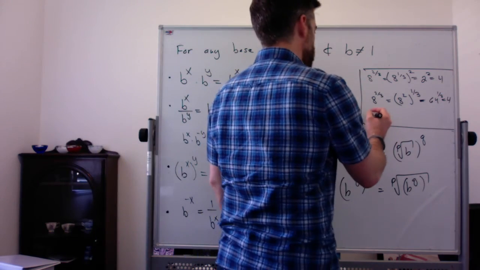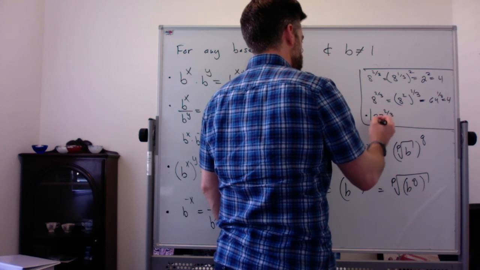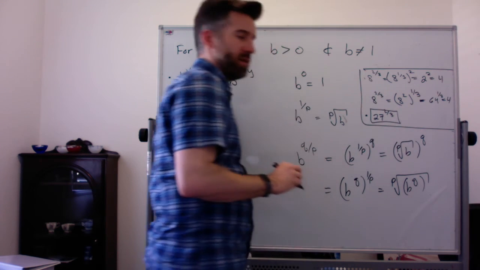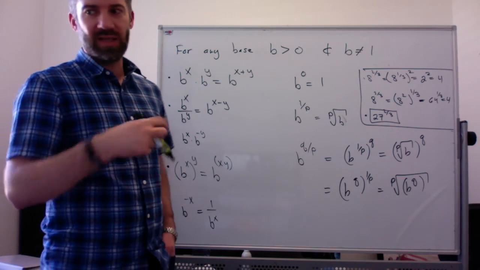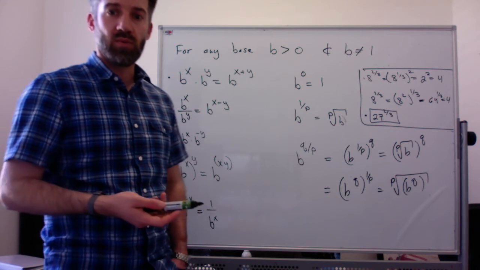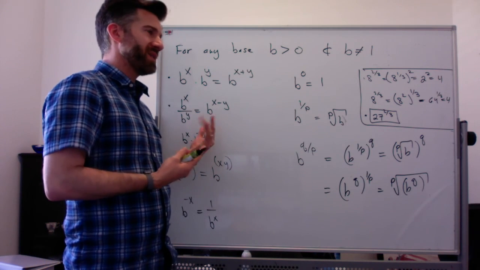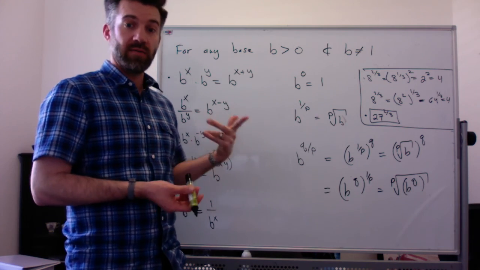You should try on your own doing 27 to the 2/3 power. If you do it this first way, it's really, really easy to get 9. If you do it the second way, it can be a lot harder. I think that pretty much sums up the rules of exponents. These are not exponential functions. I mean, they have the same kind of look as exponential functions, but I'll talk about exponential functions in a different video.